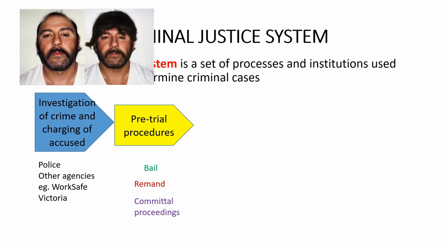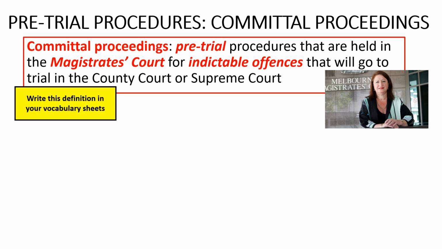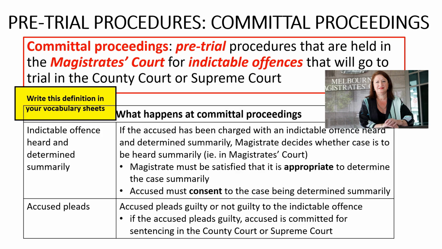The third type of pretrial procedures that you need to be familiar with are committal proceedings. Committal proceedings are pretrial procedures that are held in the magistrates' court for indictable offences that will go to trial in the county court or Supreme Court. Look down the left-hand side of your vocabulary sheets, find the term committal proceedings and write this definition in there. Please highlight the words pretrial, magistrates' court and indictable offences and use those words whenever you're defining the concept of committal proceedings. Some very significant things happen in committal proceedings.